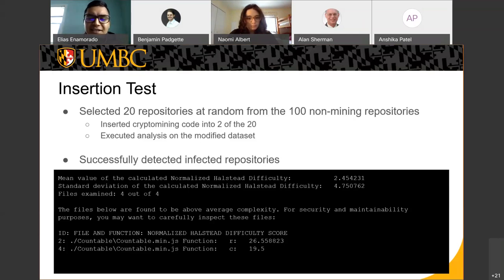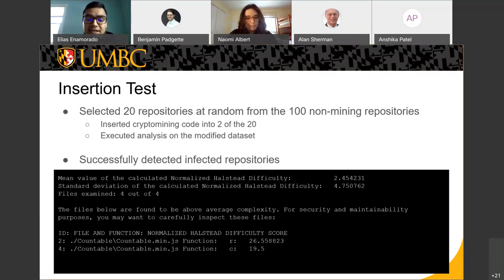Now the normalized average for the whole repo is 2. But here you have this file, which is at 26. That's something that requires further investigation. And it didn't only bring up one, but two functions that really were outliers there.